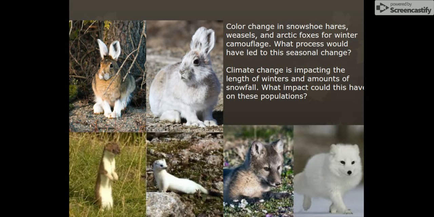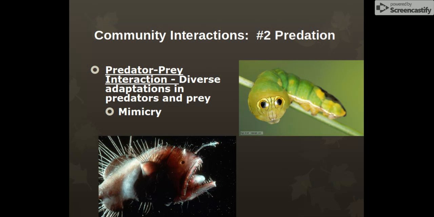Okay? And so we're seeing that climate change is impacting the length of winters, the amount of snowfall we're getting in different places around the globe. What impact could this have on these populations? Well, it might not be selective anymore to have entirely white fur as you go into the winter. If places no longer get snow, then this wouldn't be a good adaptation to have. And so we could see, if things continue on and get significantly more severe than they are now, that natural selection would then reverse itself and they wouldn't have this color change anymore.